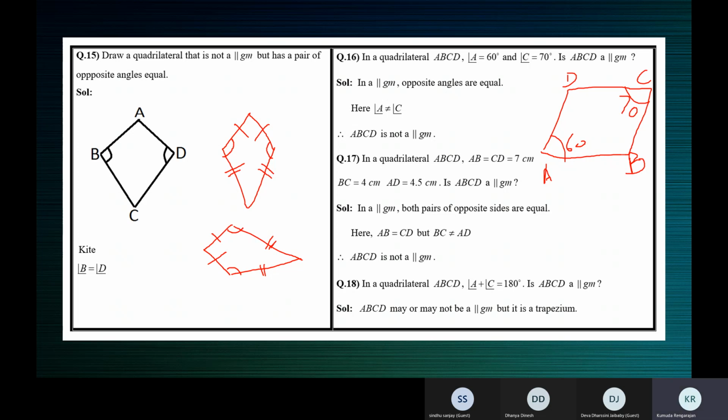So in quadrilateral ABCD, angle A is 60 degrees and C is 70 degrees. Is ABCD a parallelogram? Your answer will be no, because if it is a parallelogram, then opposite angles must be equal. But here angle A is not equal to angle C.